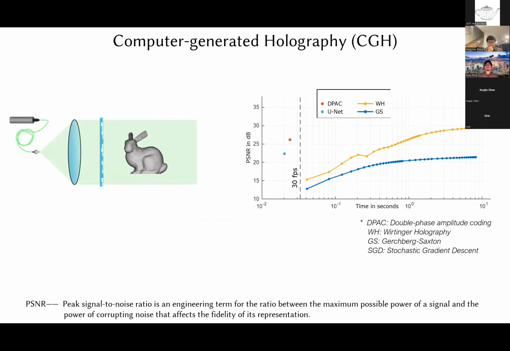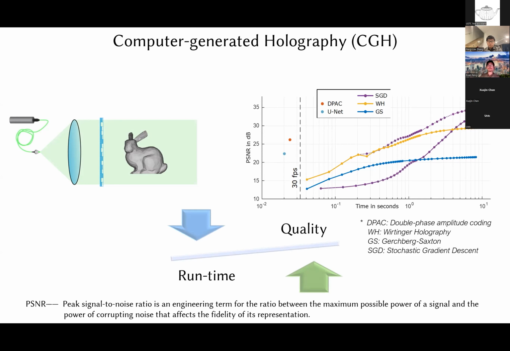There are usually two types of CGH algorithms, direct and iterative ones. I'm not going to talk about details, just a quick summary. Iterative methods are typically slower but better, and direct methods are usually fast but often not great. Based on our simulation, we can figure out that's usually an upper bound of iterative methods. We would also like to address that the key challenge lies in the trade-off between image quality and runtime.